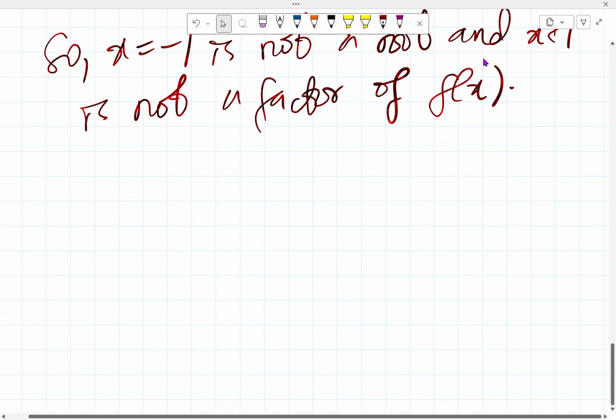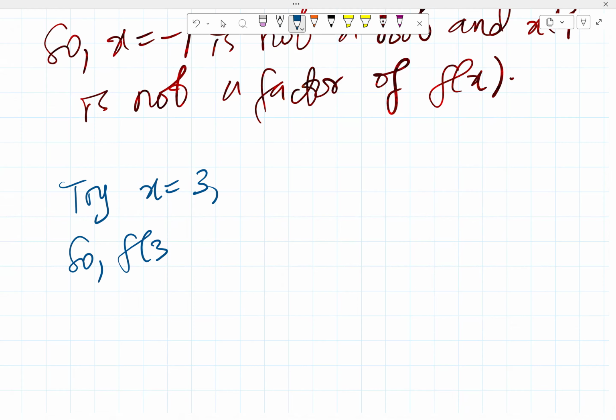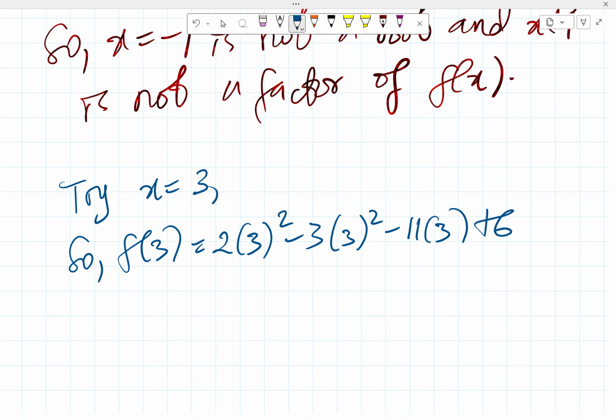So again, we try x equals 3, so that we have f of 3. That is 2 into 3 cubed minus 3 into 3 squared minus 11 into 3 plus 6. I'll just go straight here. 3 cubed, 3 raised to 3 is 27, times 2 is 54. Minus 3 raised to 2 is 9, times 3 is 27. Minus 33 plus 6. 54 minus 27 is 27. 27 minus 33 is minus 6, plus 6 is 0.